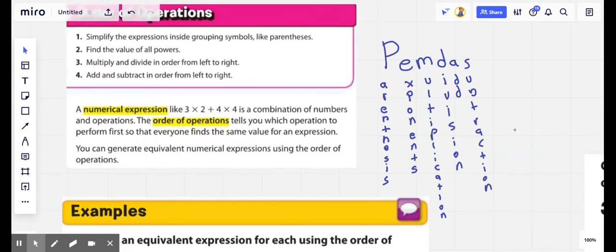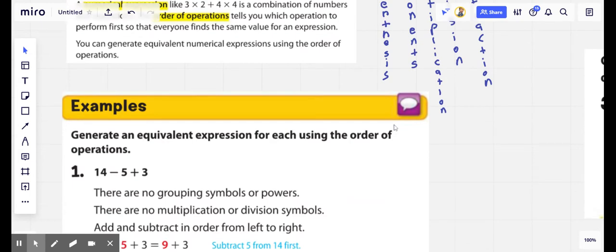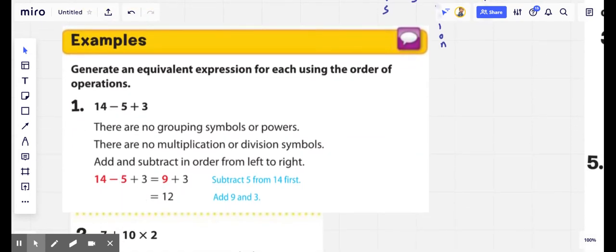All right, so let's go down here and look at example 1. Okay, so it says generate equivalent expressions for each using the order of operations. So number 1, 14 minus 5 plus 3. There's no brackets or anything, right? No grouping symbols or powers, and there's no multiplication or division. We just have add and subtract. Okay, so our step is add and subtract in order from left to right. So the first thing they did was 14 minus 5, and that equals 9. Okay, and then after they did that, they added 3 and got 12.